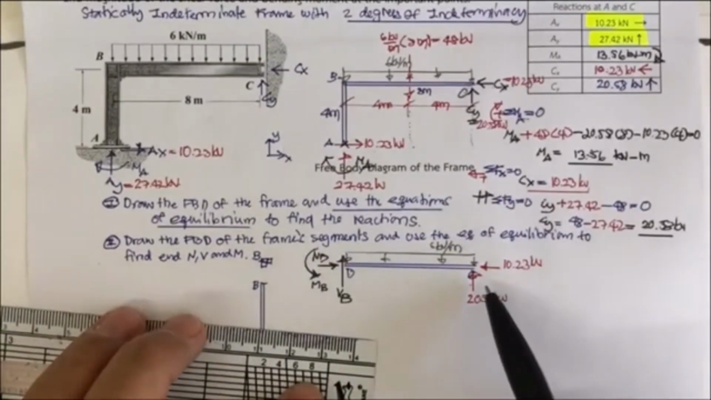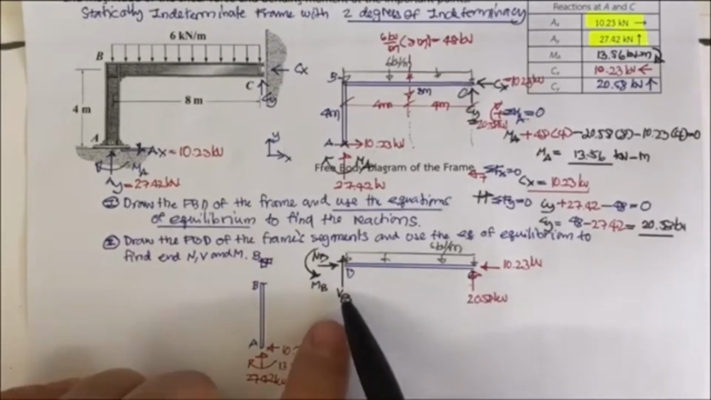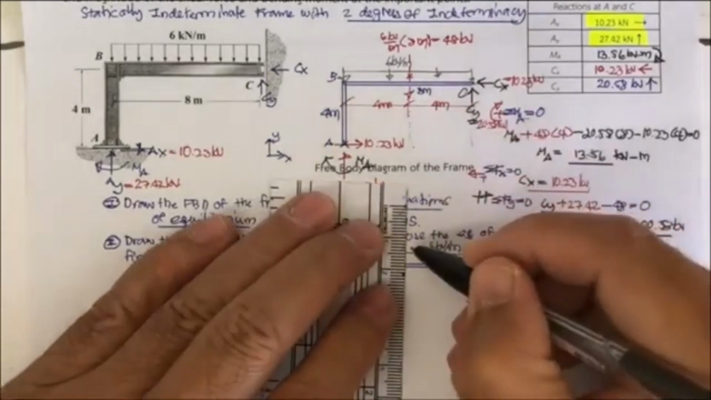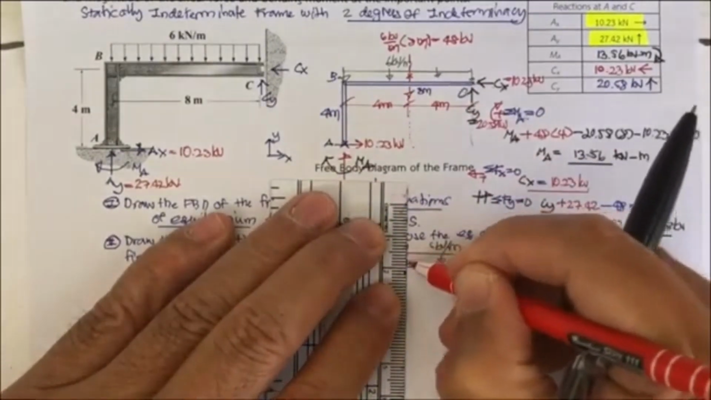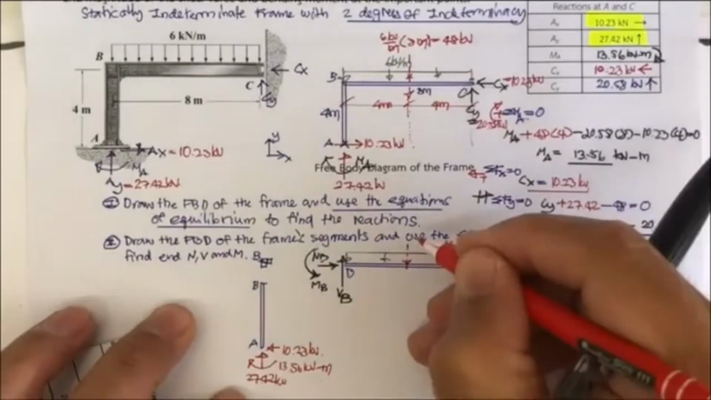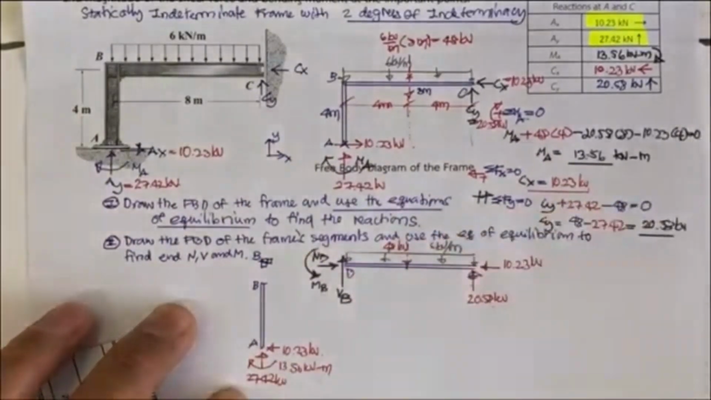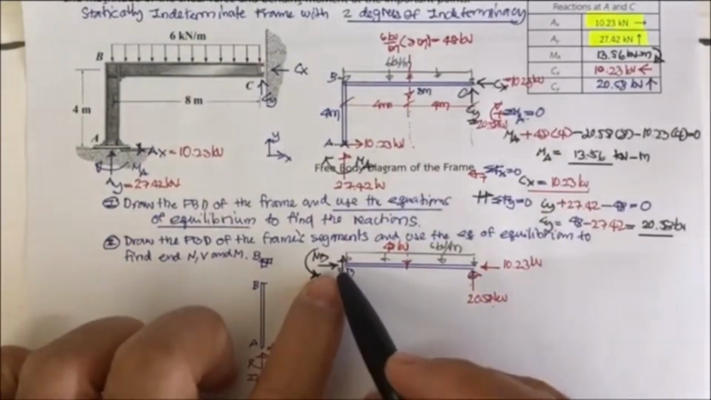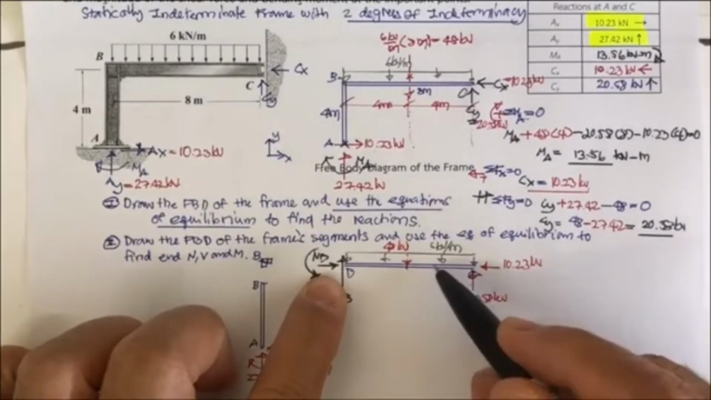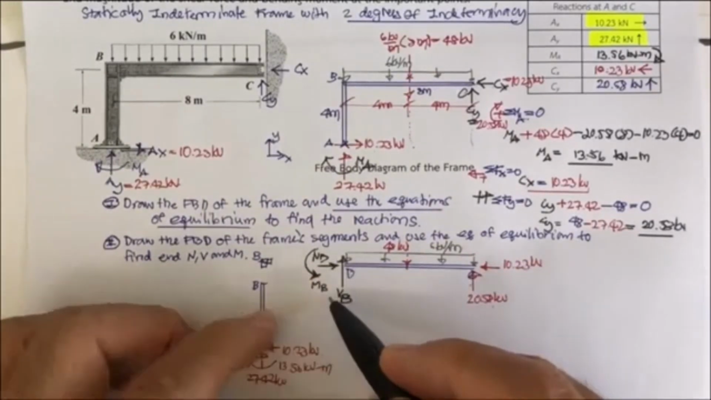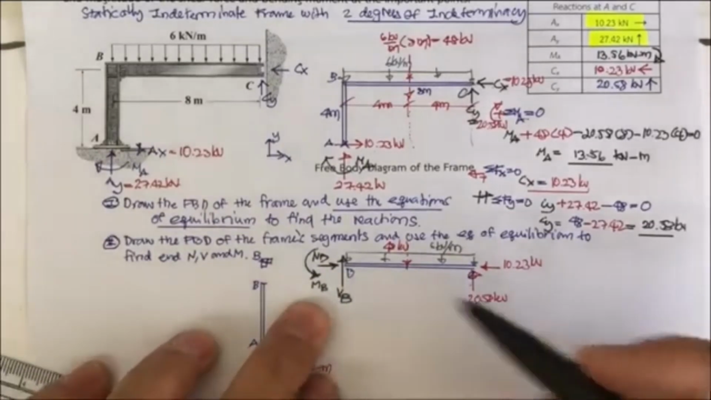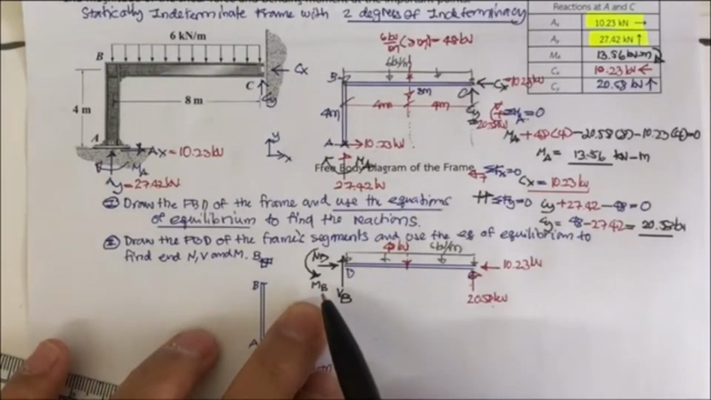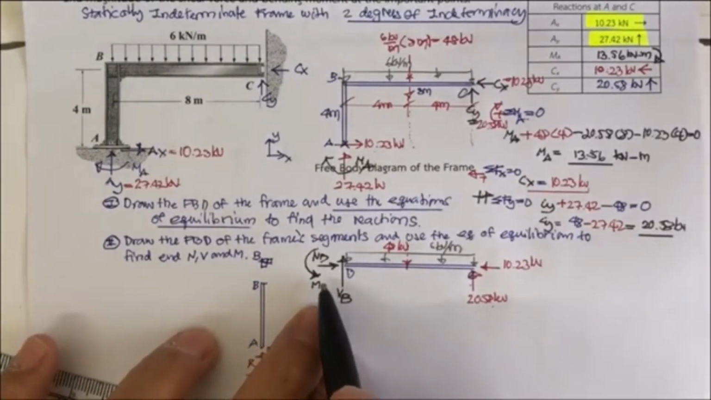Actually, I got the direction of this V sub B because this force is going to be 20.58, and you know from the previous calculation that the resultant force here is going to be 48 kilonewton. So the V sub B for sure is going to be upward. And also the normal force at B, since 10.23 moves to the left, this one is going to move to the right. However, for M sub B, you give whatever direction you like. And if it's negative, the direction is going to be wrong.